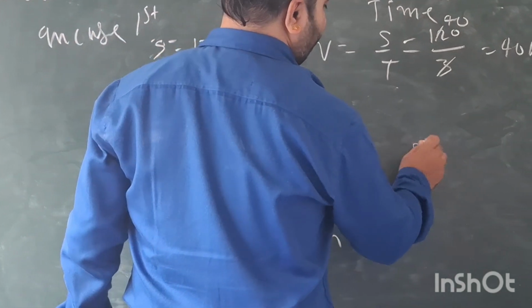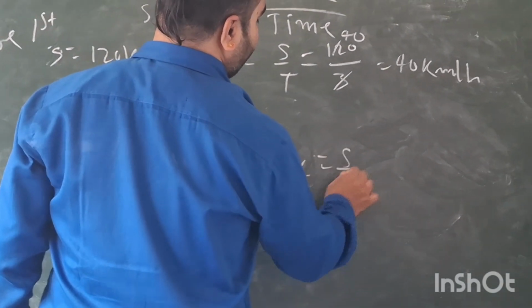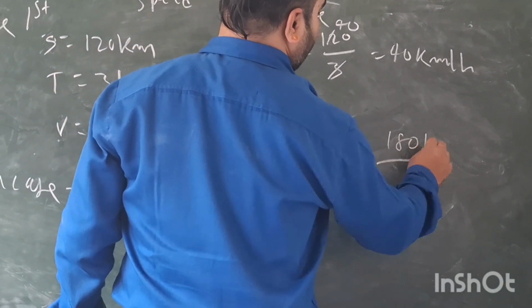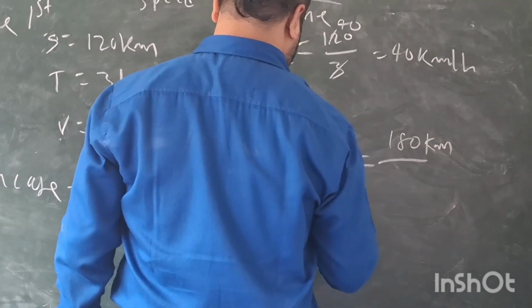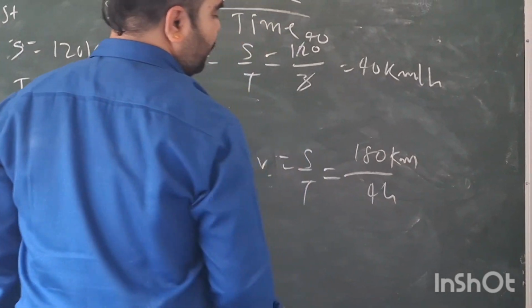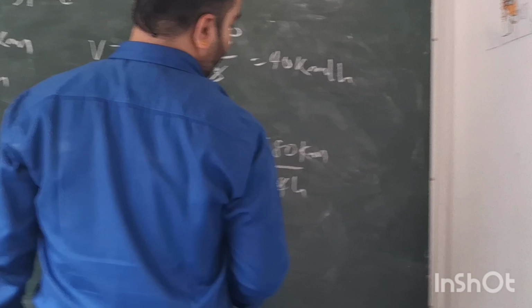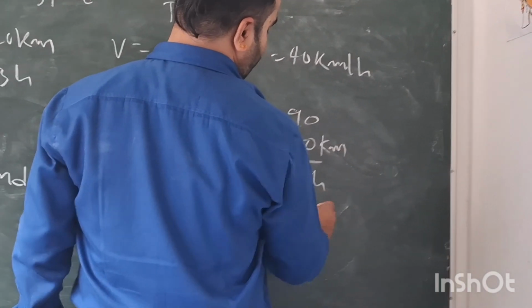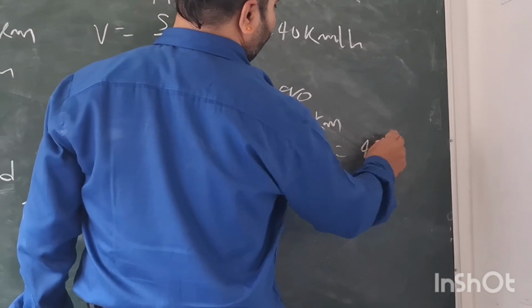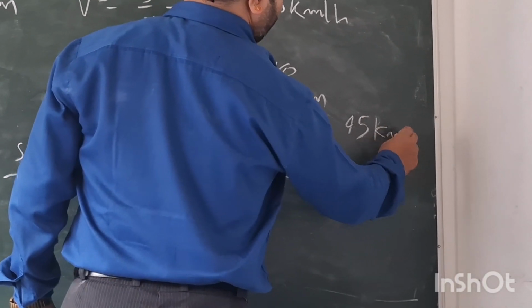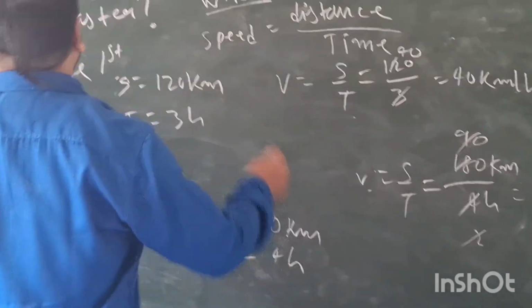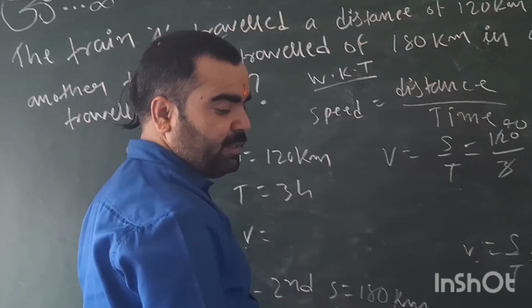So again V is equal to S by T. S is given 180 km and T is given 4 hours. So how many times? 4 nines are 36, okay, and it's 45, right? 45 kilometer per hour. So train B runs faster, isn't it?